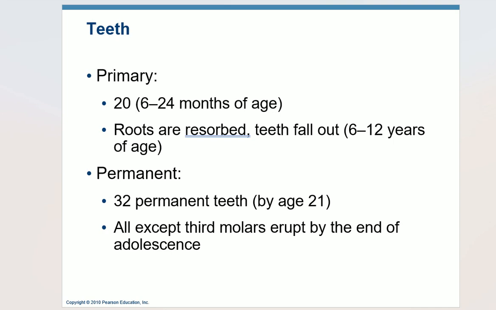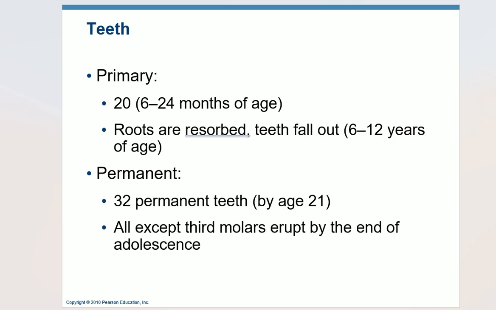And these fall out between 6 to 12 years old. You have 20 of these teeth. They start falling out between 6 to 12 years old, and you have 20 of them. You start getting them around 6 months old, plus or minus a couple months. Some babies get them a lot sooner. By 2-ish years of age, you probably have all the primary teeth that you're going to have.